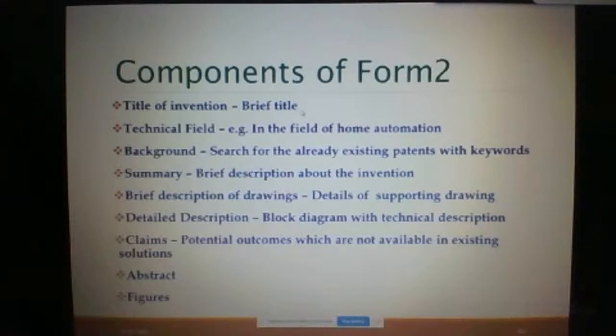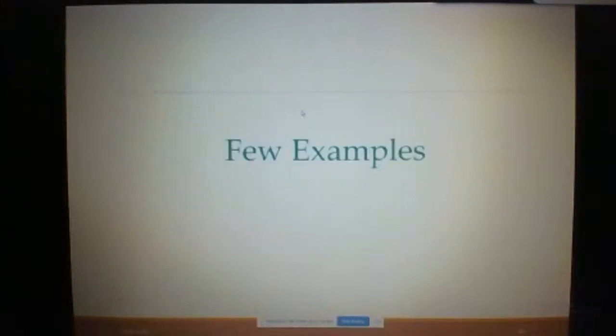Okay, then abstract, as you're aware, this is one paragraph which is all about the invention, and at last figures. Yes, this is the form 2. You can just note down these headings and try to fill this document, and then have a look or hire some patent attorney to convert this document into a legal document, and then file the patent.